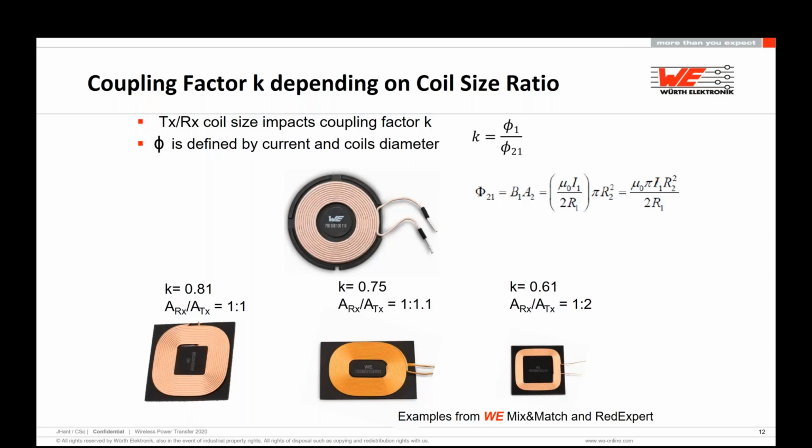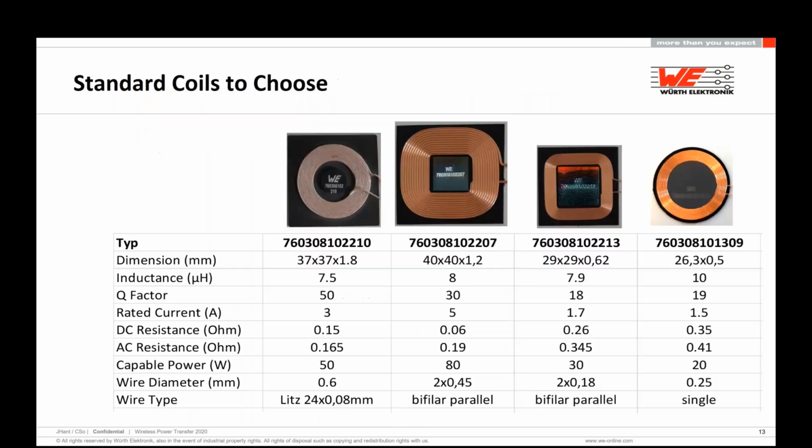We can see here again that the coil marked 1 has dimensions of 40 by 40 millimeters, and the smaller one, for example, is 29 by 29 or a 26 millimeter round shape. In this picture, we see the different areas which influence the coupling factor and the Q factor. The Q factor example you can see here.